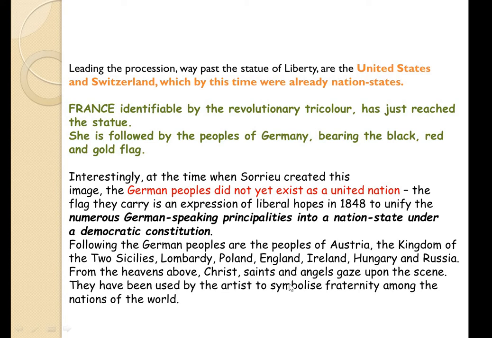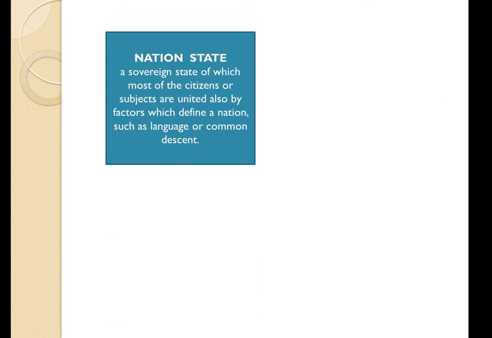This is a long train. If you look closely at the picture, from the heavens above you can see the image of Christ, surrounded by saints and angels who gaze upon the scene, where humanity is coming in a long train comprising these nations. They are unified. This picture was used by the artist to symbolize fraternity. Fraternity means universal brotherhood, oneness, unity among the nations of the world. That was the vision of the artist, to bring together people from different principalities and make them one under a democratic constitution. That is what is seen in this picture, which is the vision of Frederic Sorrieu.